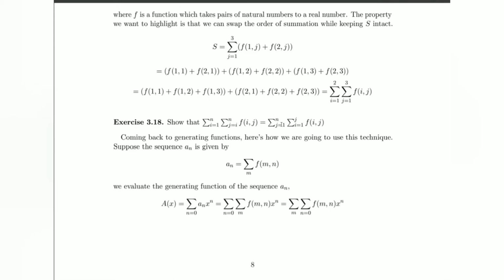Now, how are we going to use this idea in generating functions? Suppose the sequence that we want to find the generating function of, the terms of that sequence are themselves a sum. That is, a_n equals summation f(m, n), where m ranges from something to something. Now we try to find the generating function, that is A(x) equal to summation n equal to 0 to infinity a_n x to the power n, and you switch the order of summation in hopes that this will be easier to compute than this sum.